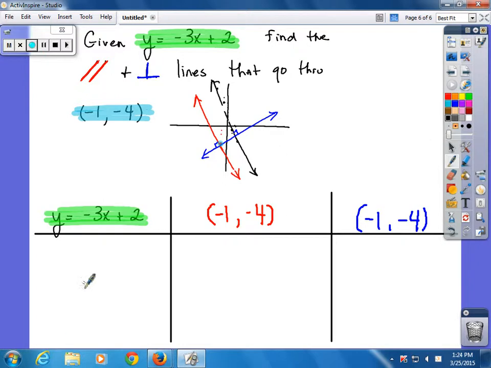What's the slope equal to in the original line? -3, or -3 over 1, whichever one you want to write. So the red slope is going to be what? -3. And the blue slope is going to be what? 1/3. Good. Now, if you follow what I said, the opposite sign and the reciprocal, you'll be okay.